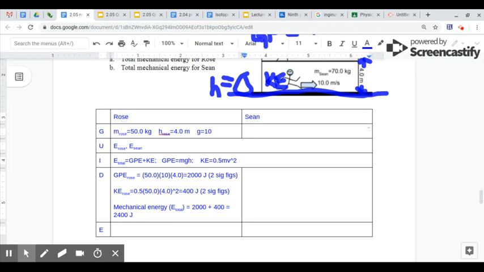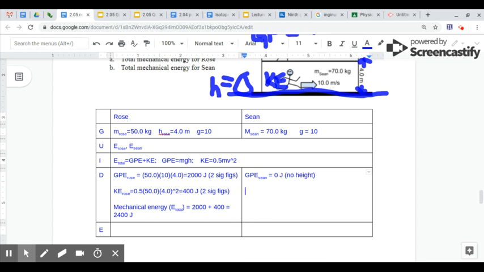I'm going to get cut off in a second, so I'm going to try and be quicker with this one. The mass of Sean we have from the diagram is 70 kilograms. His height is 0, and we're going to write down that g equals 10. So for him, his total mechanical energy is going to be just his kinetic energy, because we know his GPE is 0, no height, because he's at a height of 0.